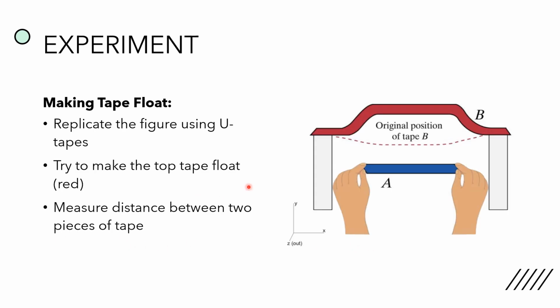So now on to the actual experiment. I basically had to recreate this diagram and measure the distance between this blue tape, which is tape A, and tape B, which is the red tape, under the condition that tape B would float.